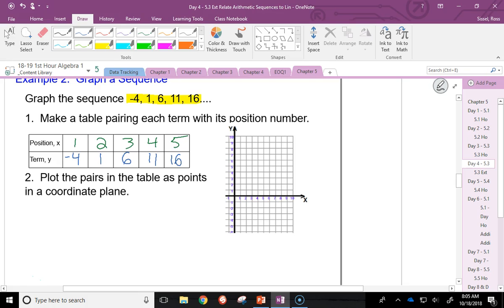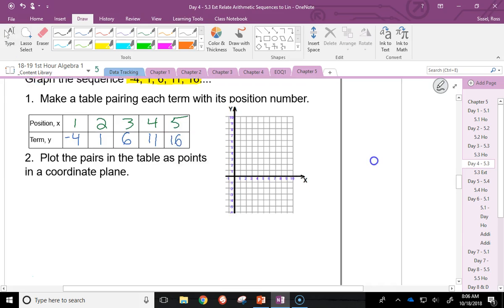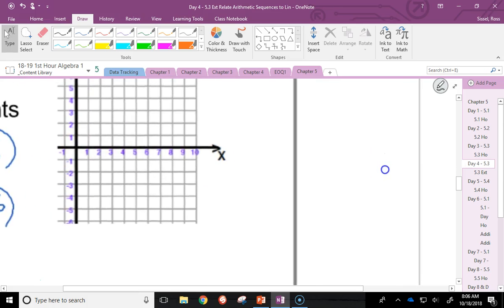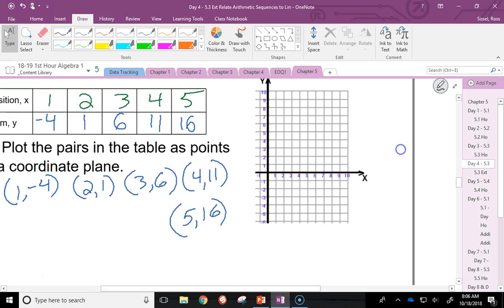There's a couple things we could look at now. We want to plot the pairs on the table as the points in the coordinate plane. Well, that's easy because now I have coordinates 1, -4. I have 2 and 1. I have 3 and 6. 4 and 11. And 5 and 16, which I think on this graph we're not going to get to all of them. But I'm going to zoom in on my screen a little.